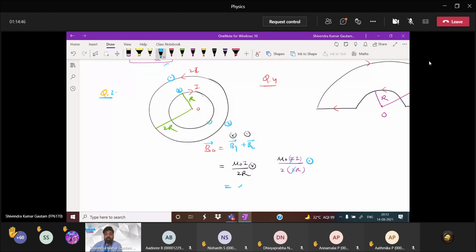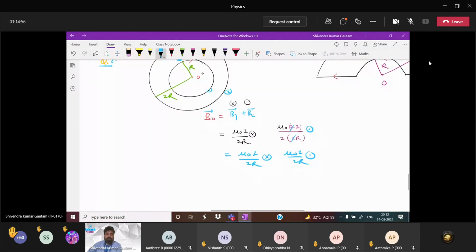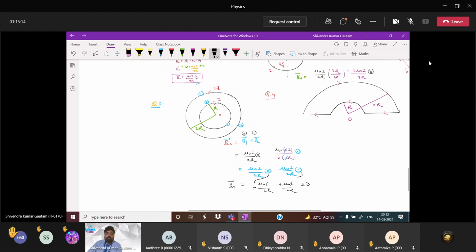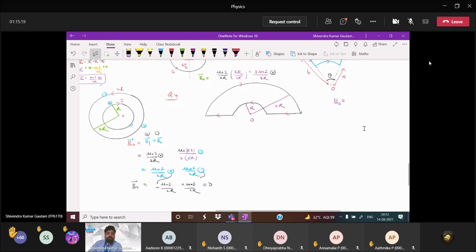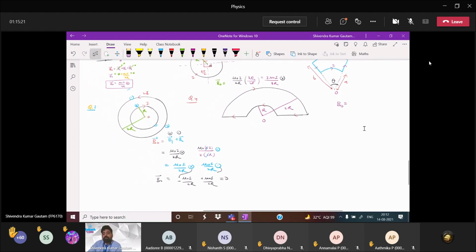So you will get mu naught I by 2r cross and mu naught I divided by 2r dot. Either this way you will get the answer, or if you take one as plus and one as minus, it will cancel out. Means if you take this 2r as cross, a minus, then dot is a plus. So plus mu naught I by 2r, so it will be 0. According to the options you will say. Understood? Everybody understood the third part? Yes, sir.